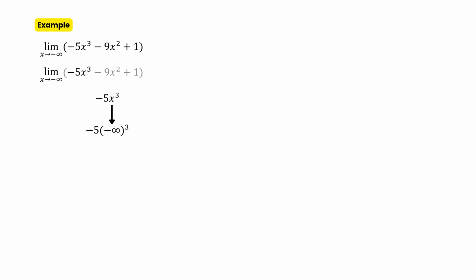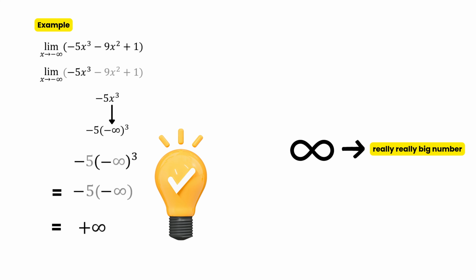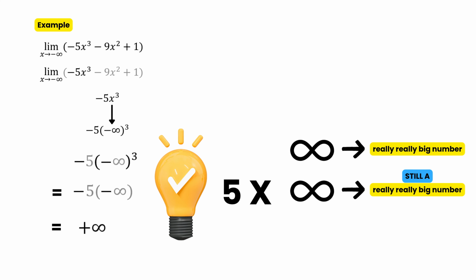Now, all we need to do is check what the sign of the answer will be. We only focus on the signs here, so a negative raised to the third power will still be negative. Then we multiply that by another negative in front of the bracket, and two negatives make a positive. Remember, for polynomials, the answer will always be infinity. Our only job is to figure out if it's positive infinity or negative infinity. The actual numbers don't matter, because think of it like this. Infinity basically means a really, really big number. So even if I take that huge number and multiply it by 5, it's still just a huge number. Infinity stays infinity. So for this polynomial, the answer we got is positive infinity. And just like that, we're done with the limit.